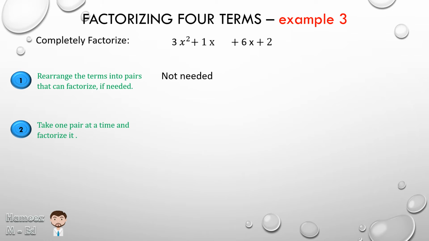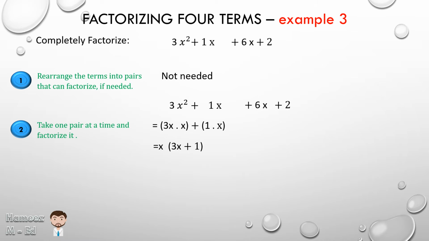So the first pair is 3x squared plus 1x, and the HCF there is x. So we can rewrite it x times 3x, or if you wish, you can write it the other way, 3x times x plus 1 times x. And if we factorize out the x, which is the HCF, we are left with 3x plus 1. We cannot proceed any further with this, so we now move to the second pair, 6x plus 2.